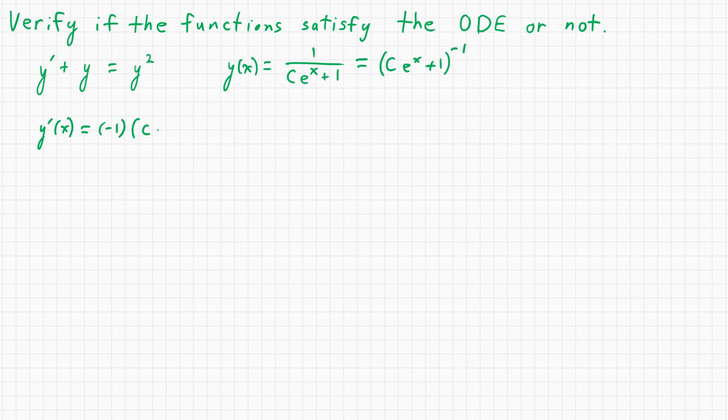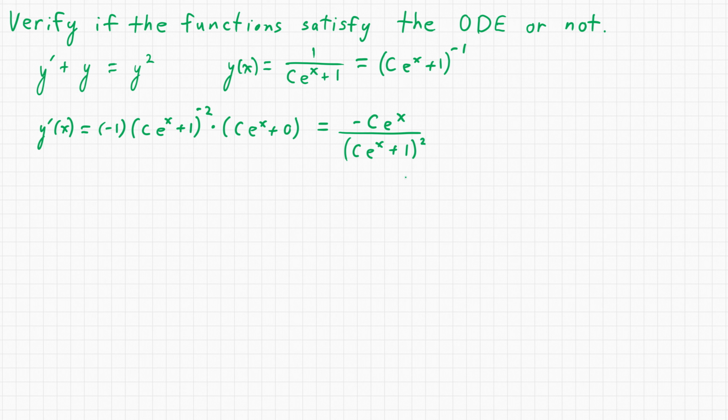So I have c e to the x plus 1, and that's now to the negative 2 power. But I also have to multiply by the derivative of the inside, right? The derivative of c e to the x plus 1 is just going to be c e to the x plus 0. And now I get to simplify this. I have a negative 1 times this piece, so that's negative c e to the x. And then it is a fraction because this is to the negative 2 power, so that'll be c e to the x plus 1 squared.